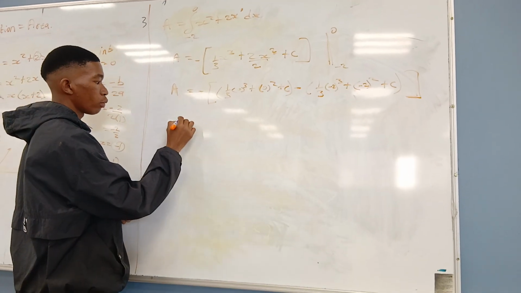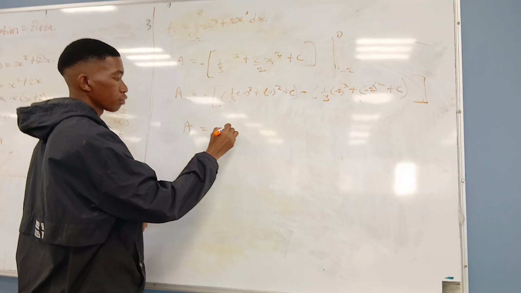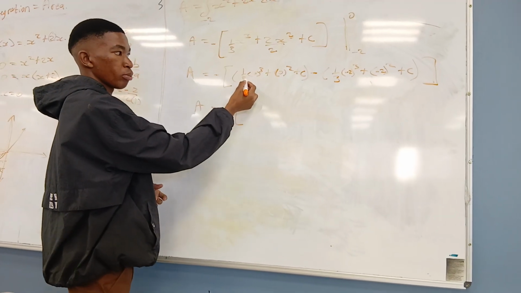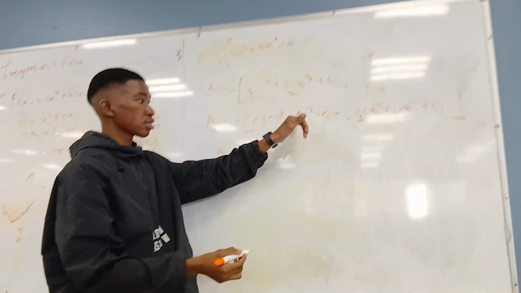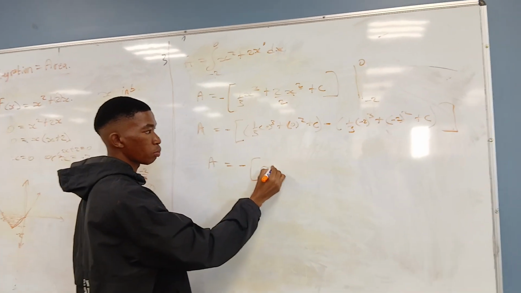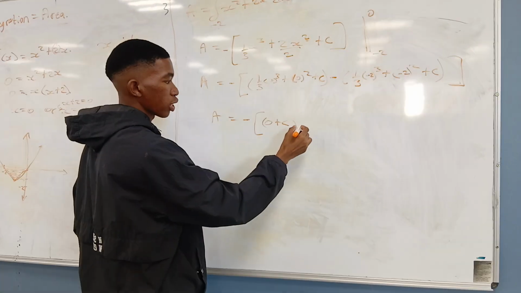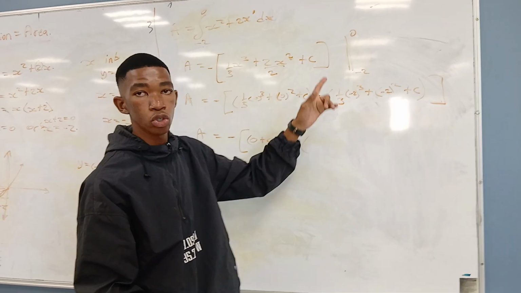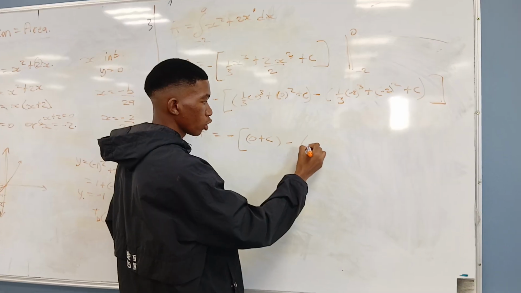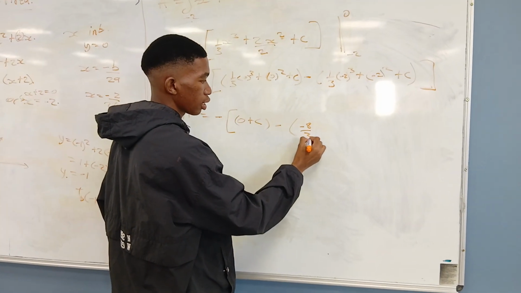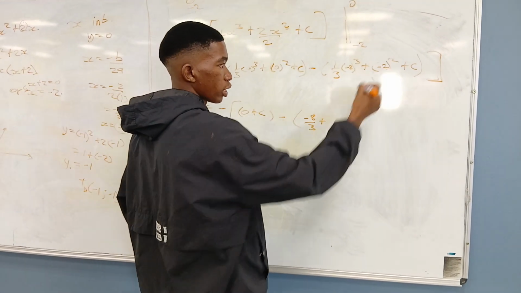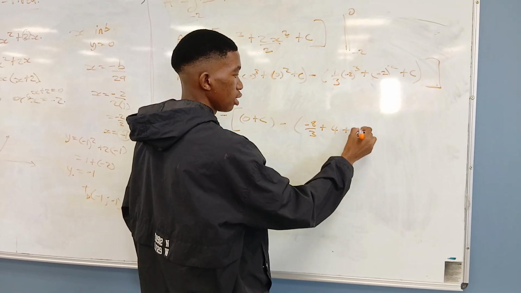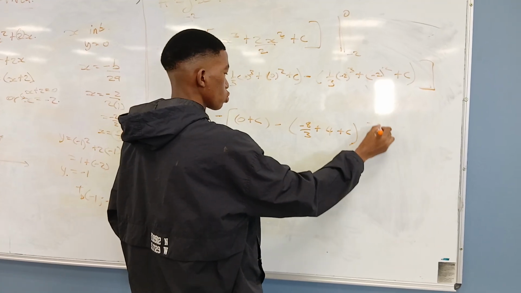We are going to have now our area is equals to negative. Inside the big bracket, we're going to have 0. 0 cubed is 0, and 0 multiplied by this function is going to give you 0, plus 0 squared is going to give you 0, so you're going to have 0 plus c, close bracket, minus this side. You're going to have -2 cubed. -2 cubed is going to give you -8. So you're going to have -8 divided by 3. And then plus 2 squared, -2 squared is going to give us +4 plus c, and then we close our bracket and close the big bracket.